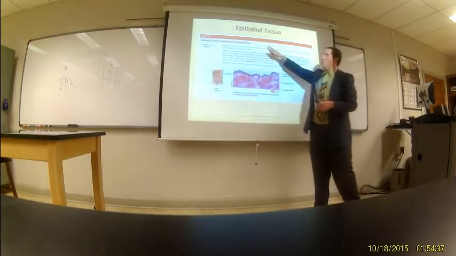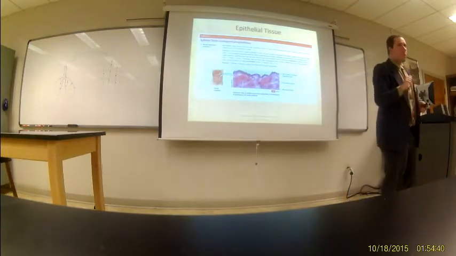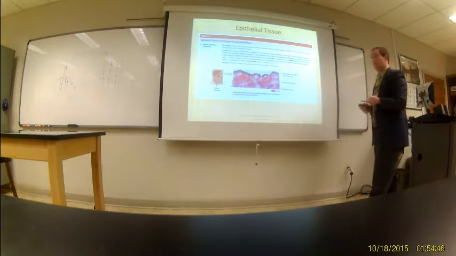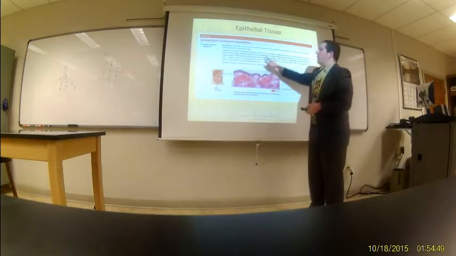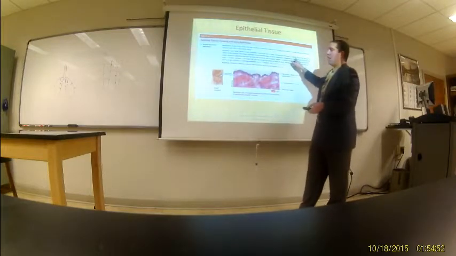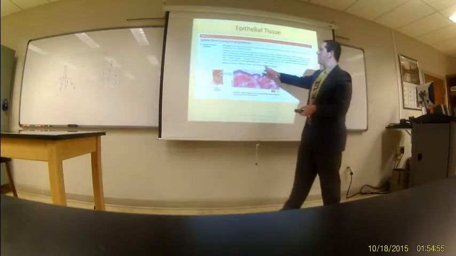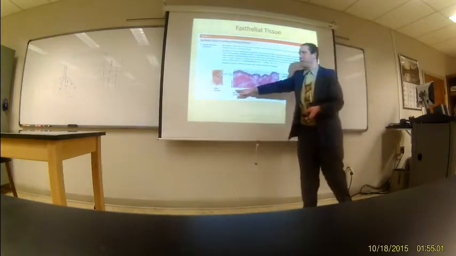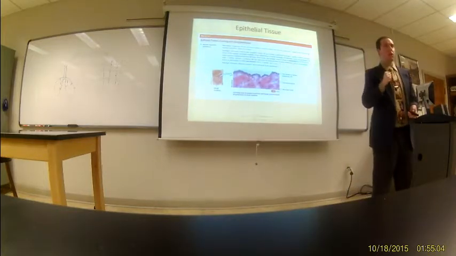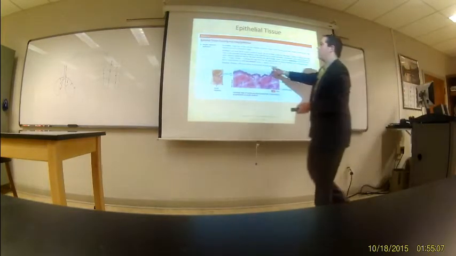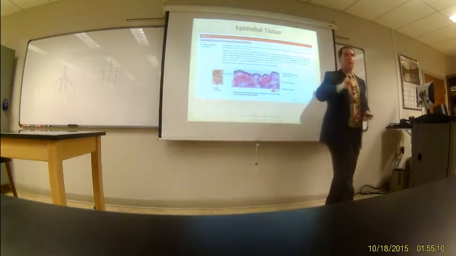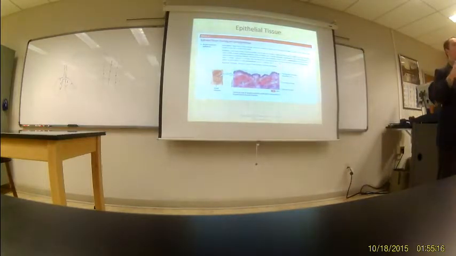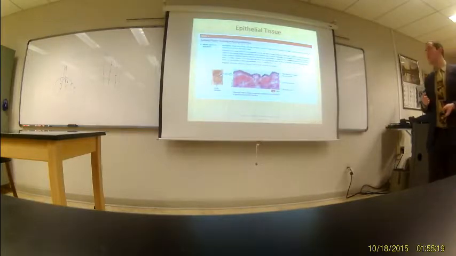So we're going to do one of these slides for each type of tissue. You obviously need to know, based on the name, how many layers there are and what the shape is. But you also need to know basic locations of them. Just pick out the major ones. Like, if it says lining the heart, that's probably a pretty big thing. If they show you a picture of it in the intestine, that's probably an important location to know. You also need to know the basic functions of each one. So describe what it looks like, number of layers and shape, where is it located, and what does it do?